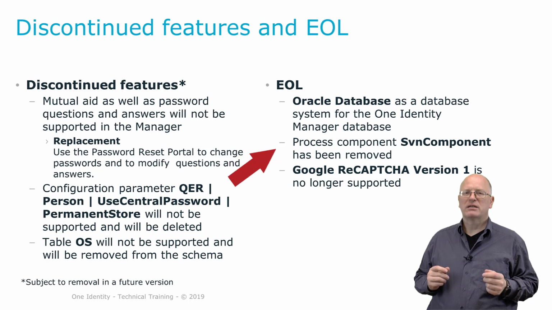Another feature which is in the meantime missing is the SVN component. SVN is a code repository. As you know, you can check in or check out things. And this component was part of the process component, so it was possible to use processes to check in or check out something in SVN. The component was removed, which does not mean that in the end this functionality does not exist anymore.